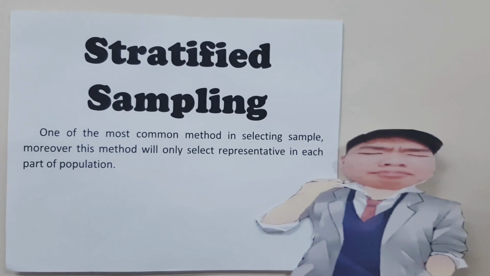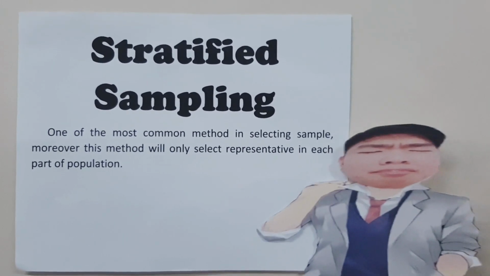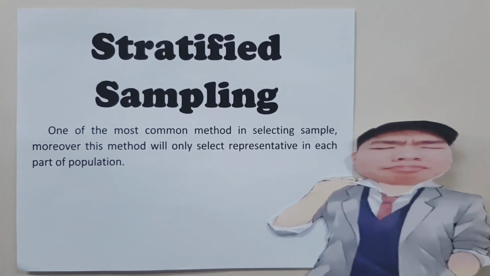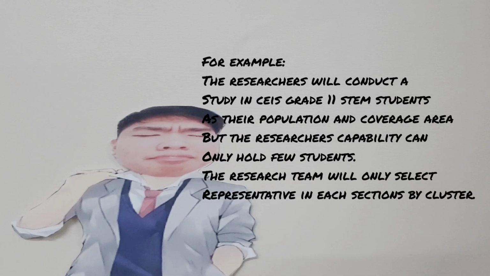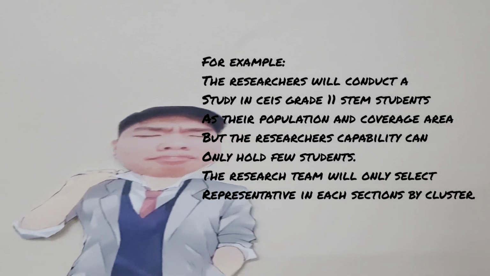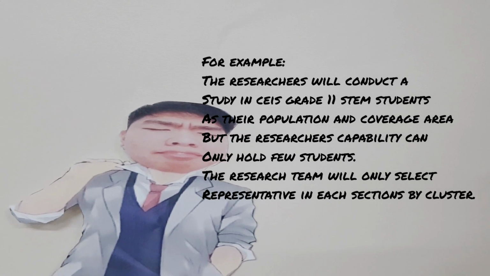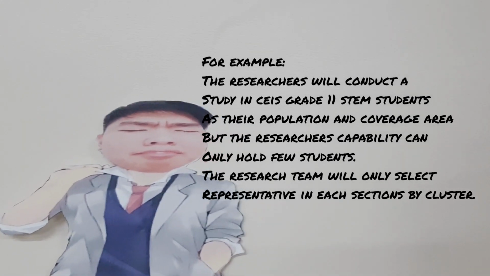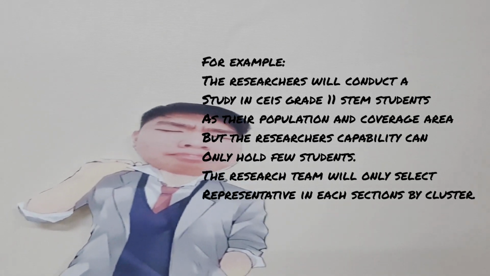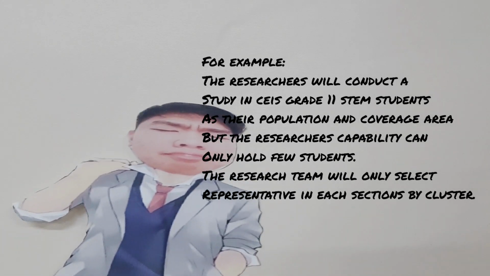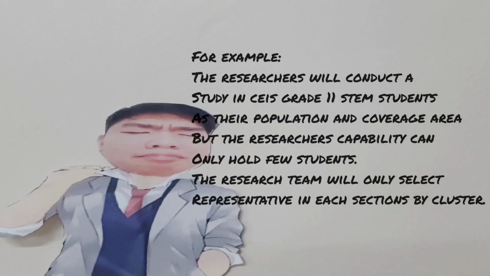Stratified sampling, one of the most common methods in selecting a sample. Moreover, this method will only select a representative in each part of the population. For example, the researchers will conduct a study on CEIS Grade 11 STEM students as their population and coverage area. But the researchers' capability can only hold a few students. The research team will only select representatives in each section by clusters.